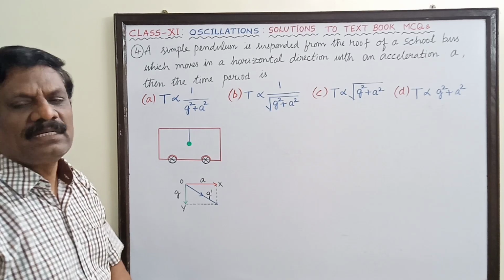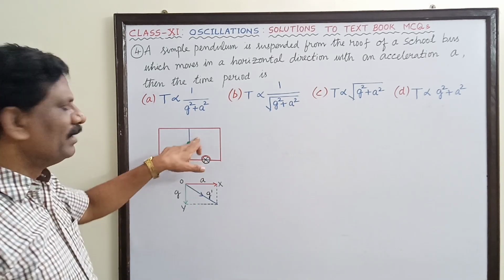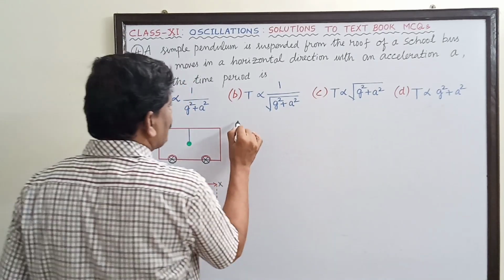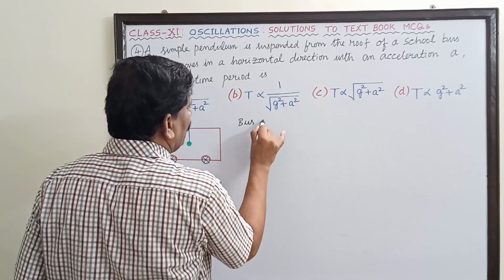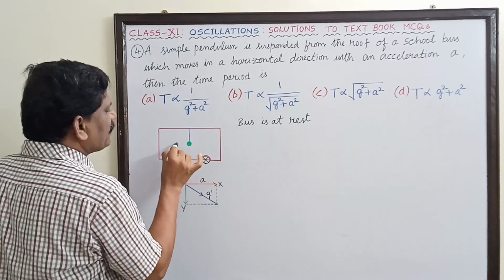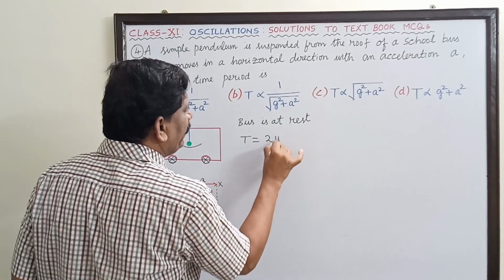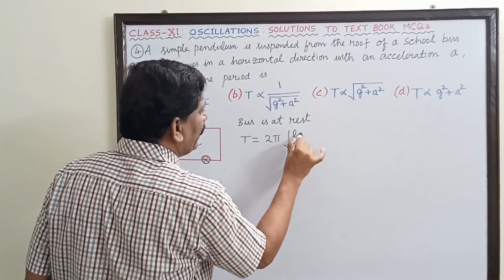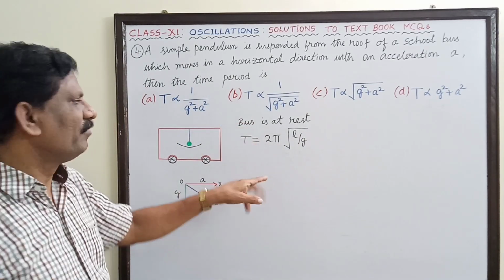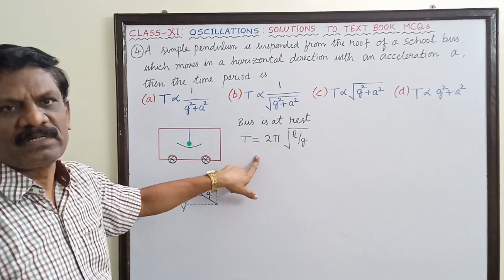Now suppose the simple pendulum is suspended inside the bus and the bus is at rest. Then the pendulum is oscillating with a period T equal to 2π times the square root of L by g. This is the standard expression for finding the period of oscillation if the bus is at rest.